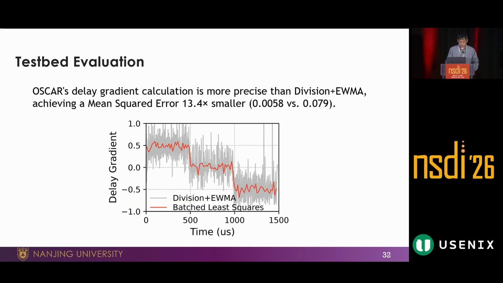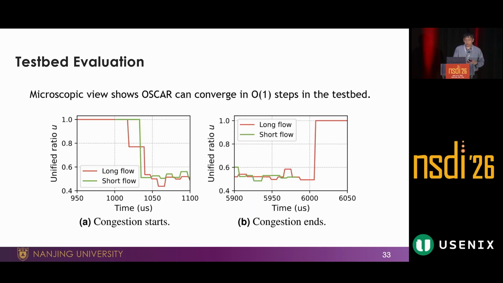This is the testbed evaluation. This result shows the delay gradient calculation. As we can see, with our design, our mean squared error is over 10 times smaller compared with the state of the art. So that means our delay gradient is very accurate. And these are the testbed results. As we can see, mostly OSCA can really achieve convergence in one or two steps.